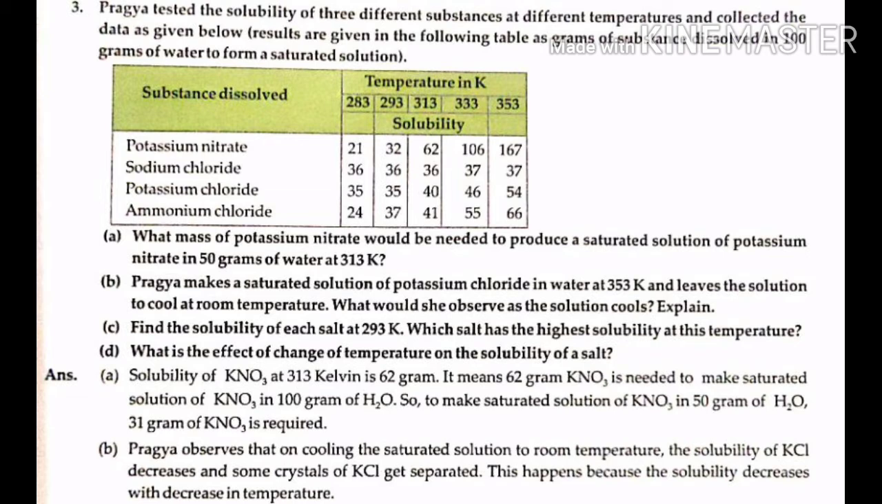B. Pragya observed that on cooling the saturated solution to room temperature, the solubility of KCl, potassium chloride, decreases and some crystals of KCl get separated. This happens because the solubility decreases with decrease in temperature.